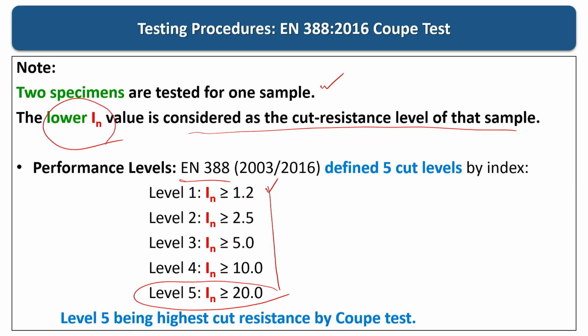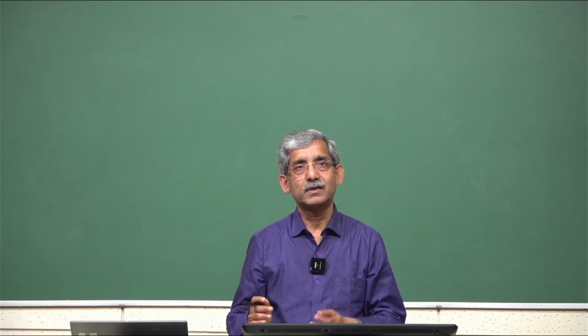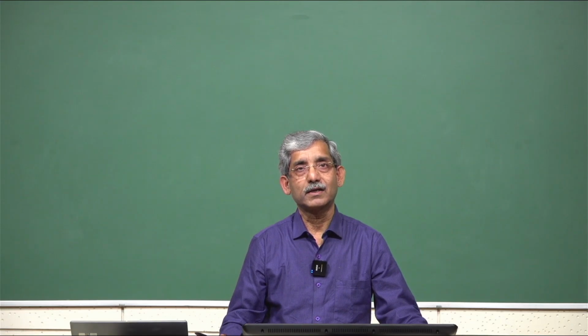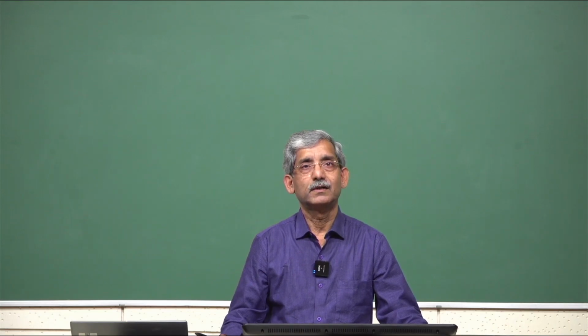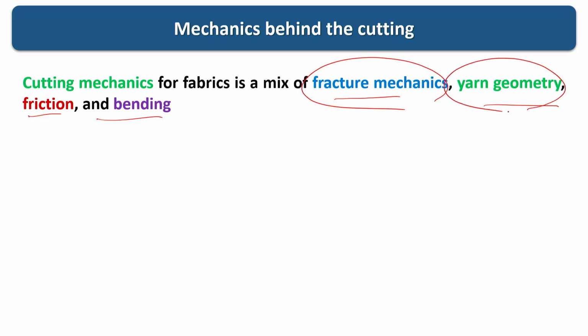Now, after understanding the 2 test methods, let us try to understand the mechanics behind the cutting. Cutting is a mix of fracture mechanics, yarn geometry, friction and bending. In any cutting of any material, particularly textile material, there are different factors which affect the cutting process. This mechanics basically involves first the fracture mechanism, then yarn geometry, then friction and bending.